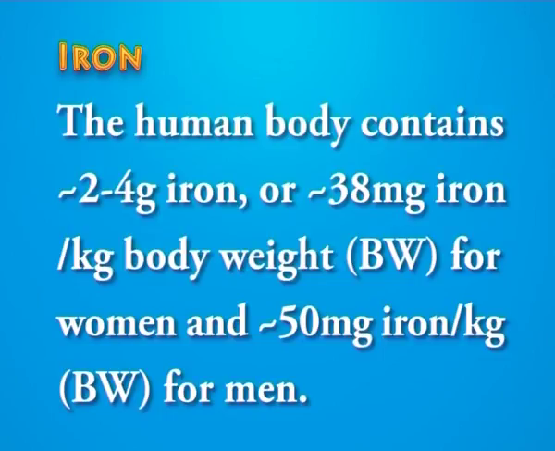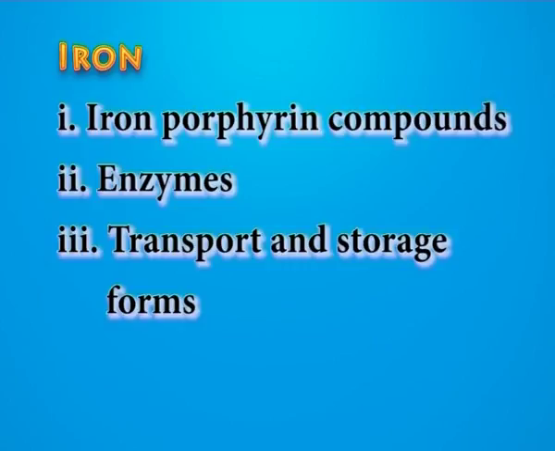The human body contains approximately 2 to 4 gram iron, or approximately 38 mg iron per kg body weight for women and around 50 mg iron per kg body weight for men. Iron exists in a complex form in our body. It is present as iron porphyrin compounds, as enzymes and as transport and storage forms.